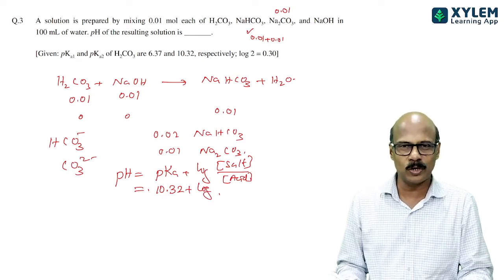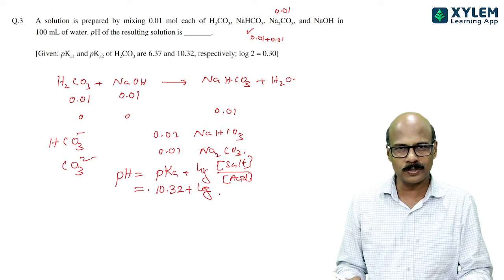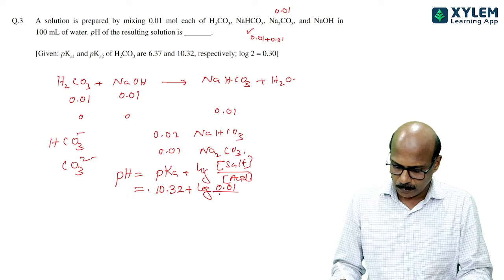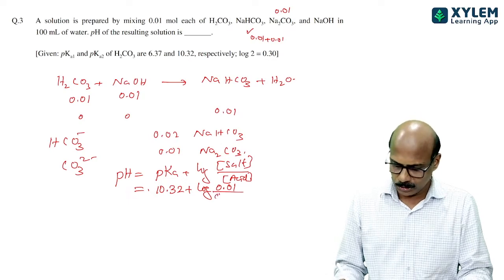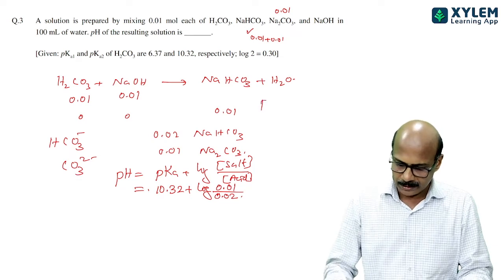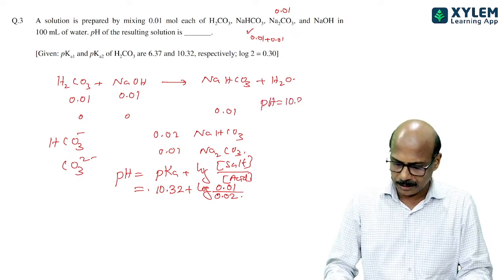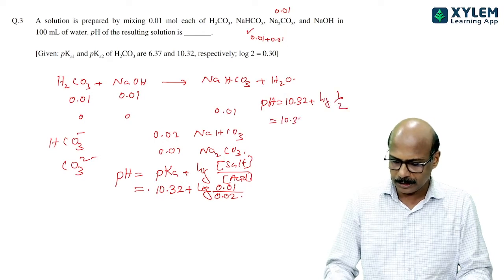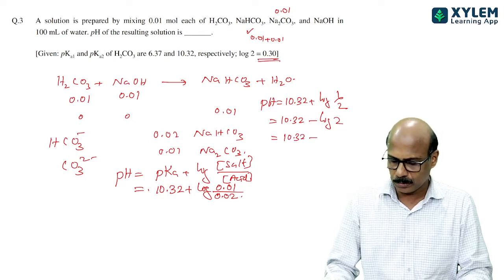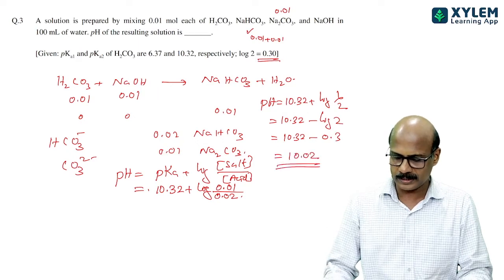In fact, salt concentration is nothing but the concentration of the conjugate base. The concentration of conjugate base here is 0.01 and that of conjugate acid is 0.02. Clear? So you can write pH equal to 10.32 plus log 1 by 2, or 10.32 minus log 2. Log 2 can be taken as 0.3. So 10.32 minus 0.3, you will get 10.02 as the correct answer.